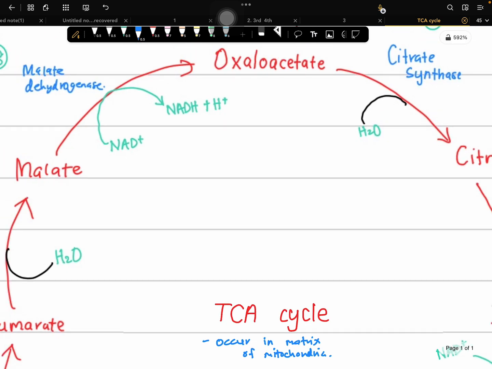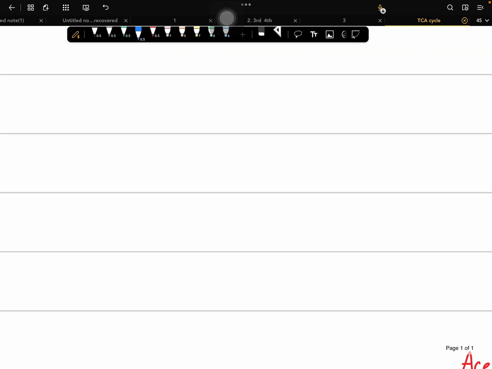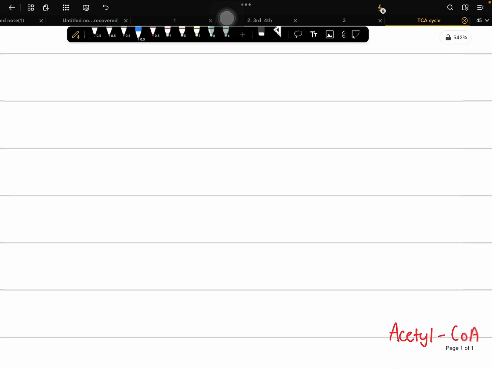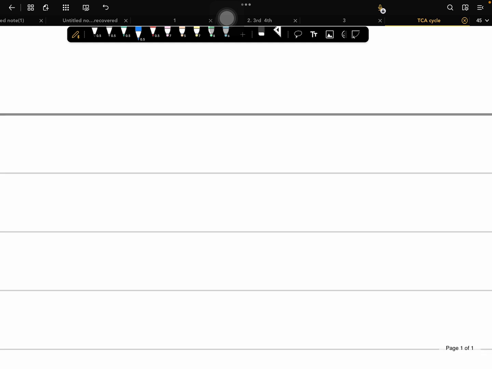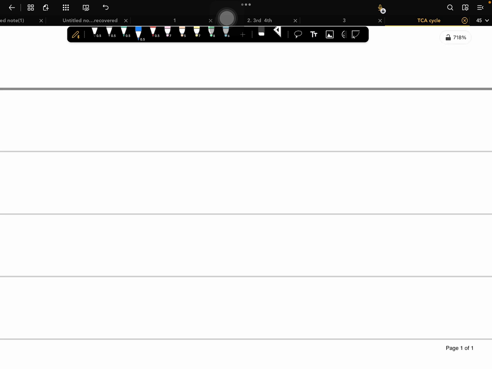First, the first step in cellular respiration is glycolysis. And then the second step is pyruvate oxidation, to produce the precursor that is required for the Krebs cycle. Pyruvate oxidation will produce acetyl-CoA, which is the precursor that we will use in the next step, the TCA cycle.